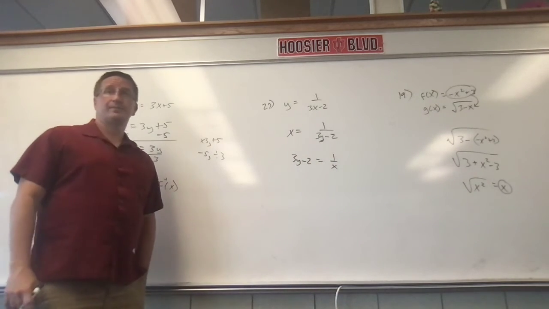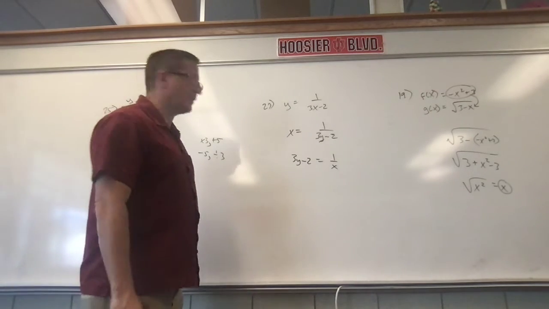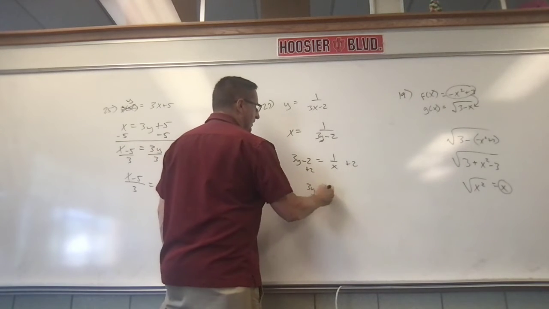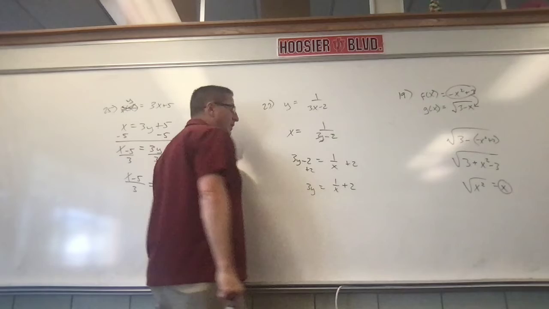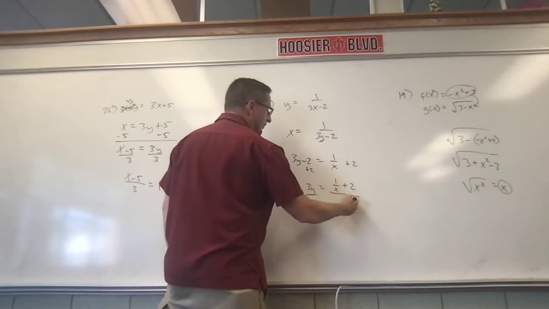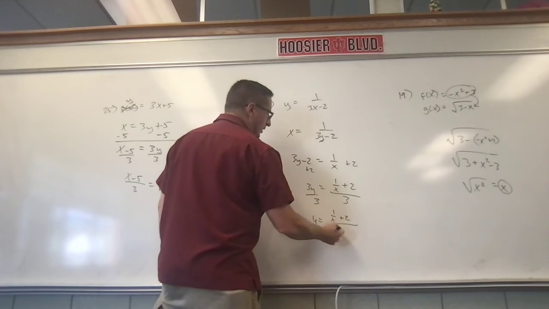So let's just switch them. So 3y minus 2 equals 1 over x. Now what? What's your goal? What are you trying to do? Get y by itself, so plus 2. So plus 2, plus 2. So you have 3y equals 1 over x plus 2 off to the side. One last thing. Divide the whole thing by 3. So y equals 1 over x plus 2, all that over 3.